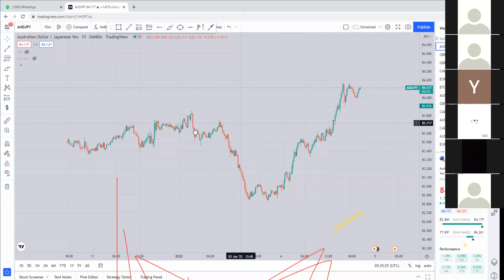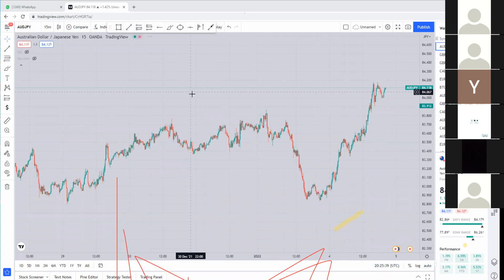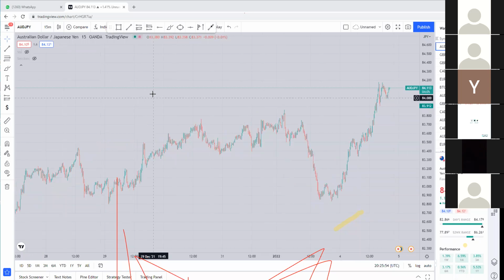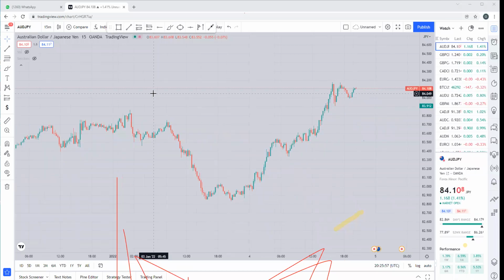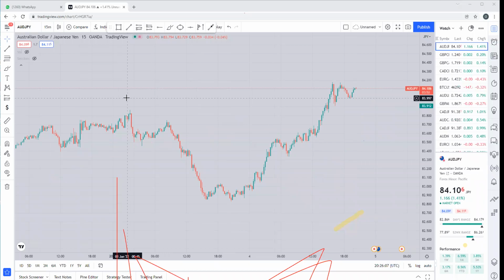Now, remember the first thing I said last time about liquidity. What does liquidity mean? Liquidity means areas where money is resting. Liquidity means areas where money is what? Where money is resting. Now, what is happening around this area?